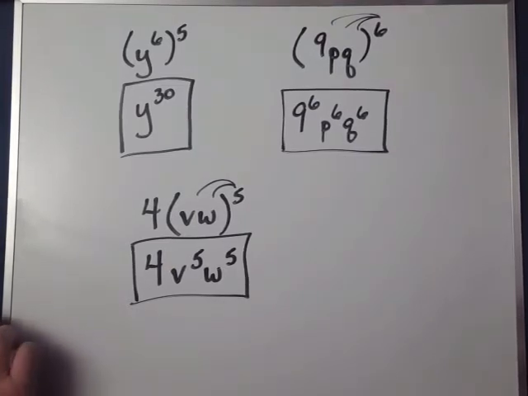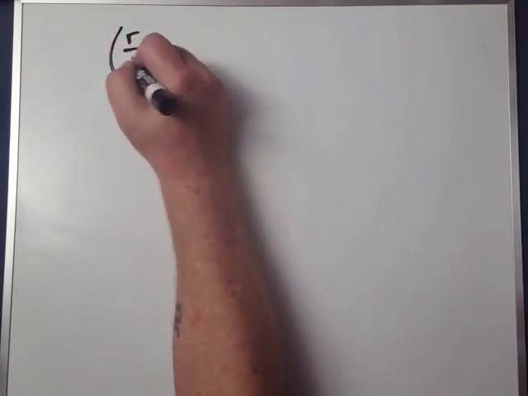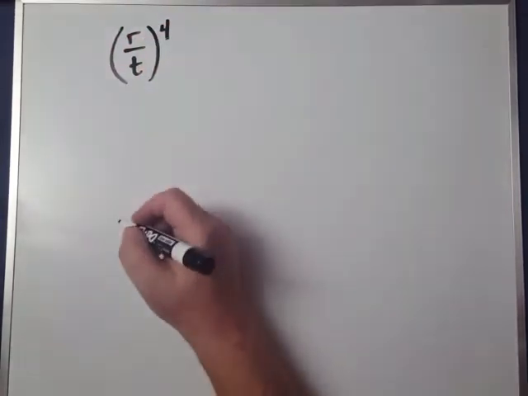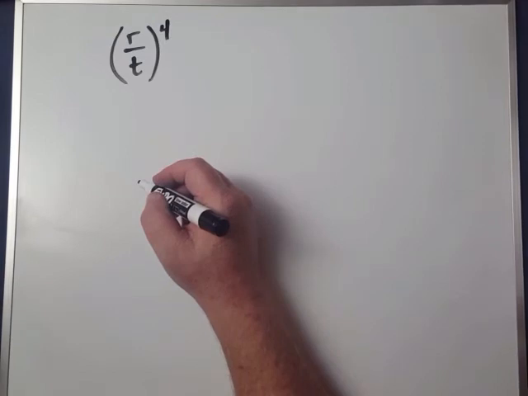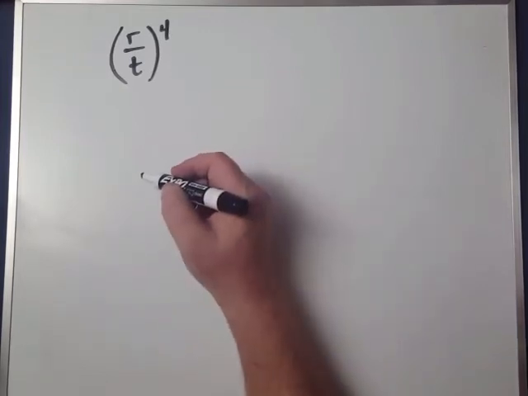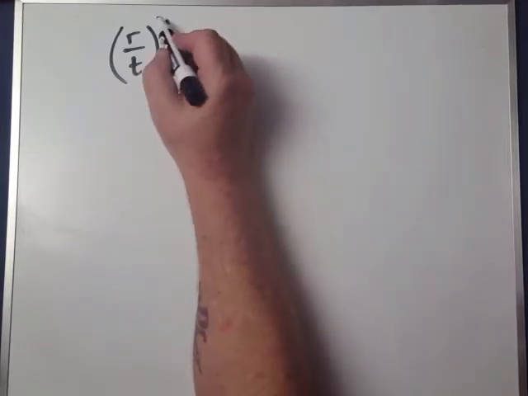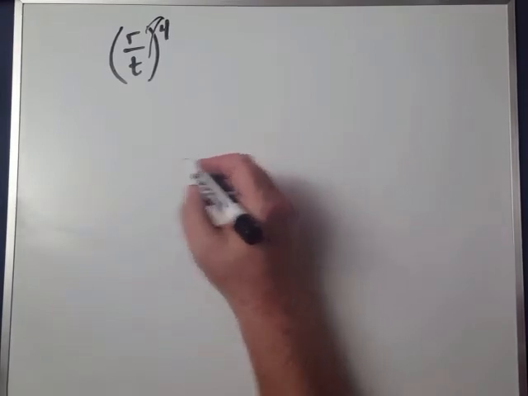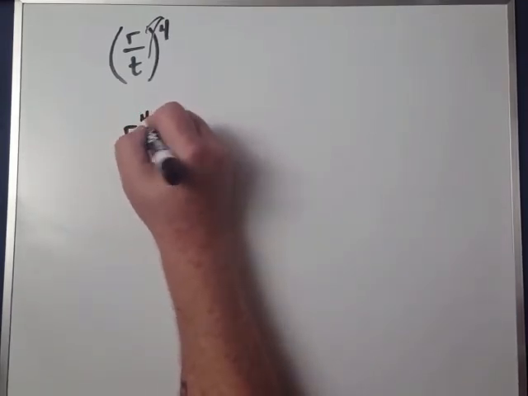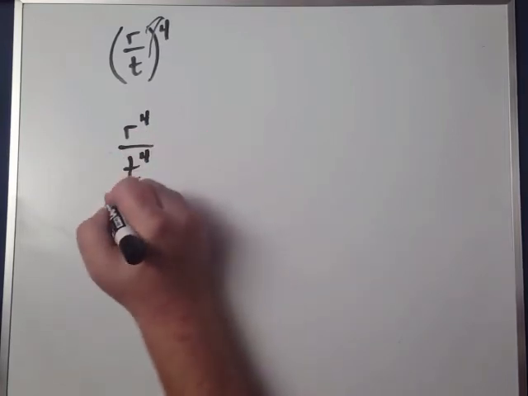Number 62. We're asked to simplify, leaving our answer in exponential form. Is there a way to remove those parentheses? Well, power rule C, which I just called distributing, says we can distribute this power over division. We can distribute that power to the top and bottom of that fraction. R to the 4th over T to the 4th.